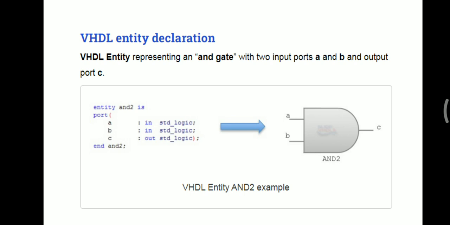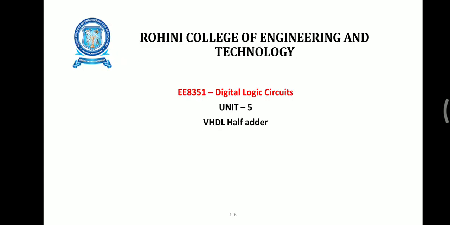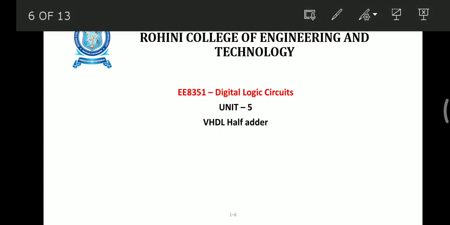We mention these two input ports and the output port in the port block: A is input, std_logic; B is also input, std_logic; and C is the output, std_logic. Then we end the entity, and the circuit name is AND2. This is how you write the VHDL code for any component or circuit. That's all about this section.